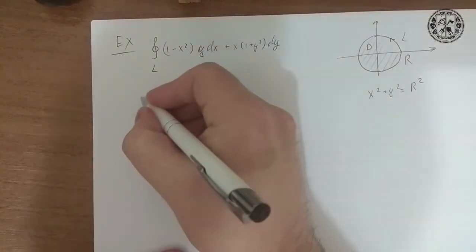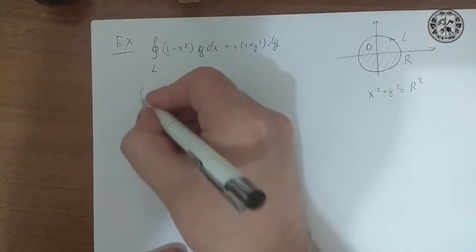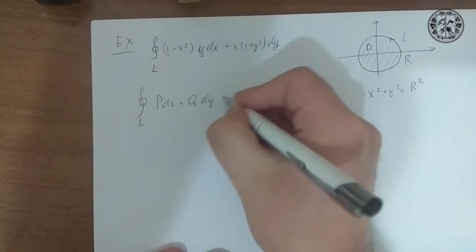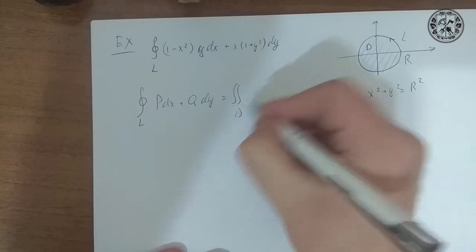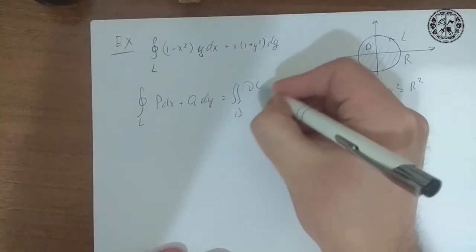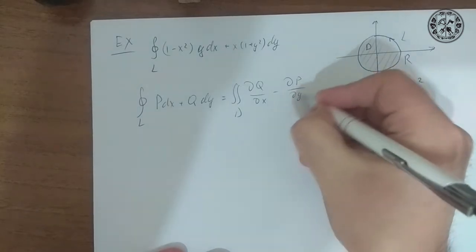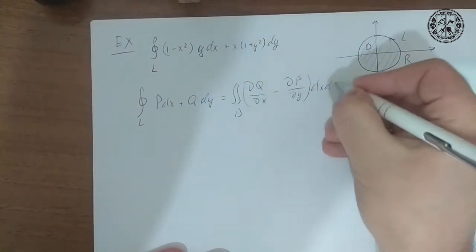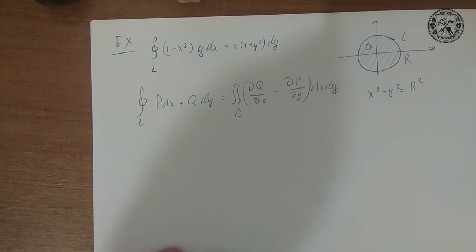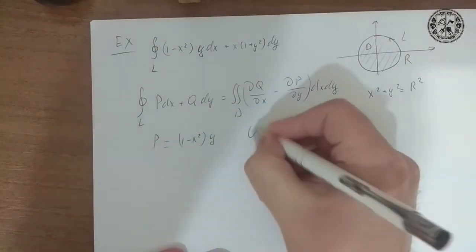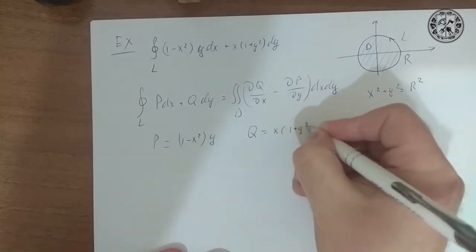Here we can use this Green formula. We'll get P dx plus Q dy as a double integral over region D of the derivative of Q by x minus the derivative of P by y, dx dy. Here P is 1 minus x squared y and Q is x(1 plus y squared).